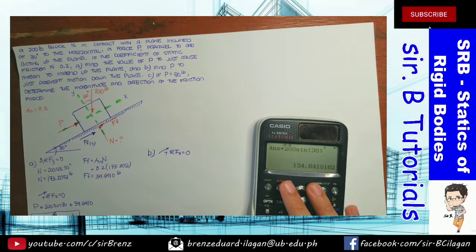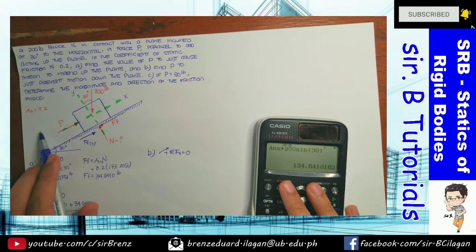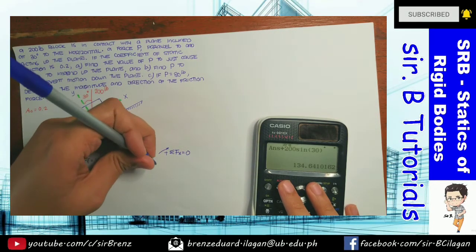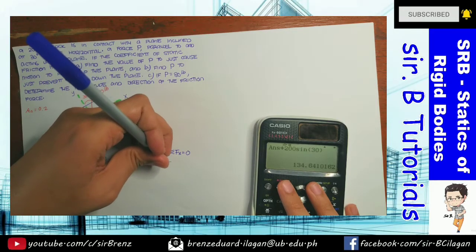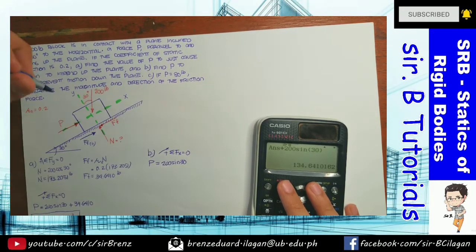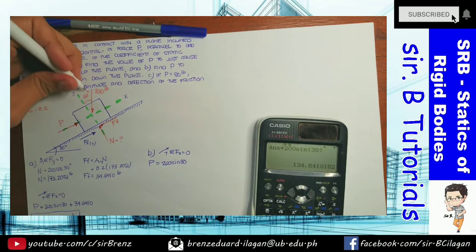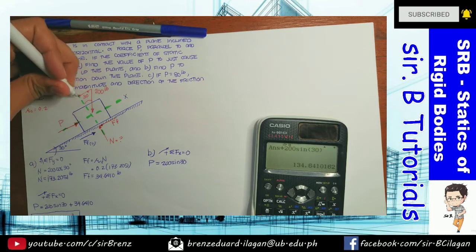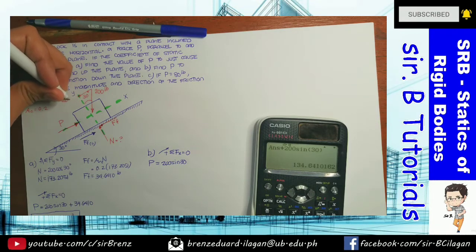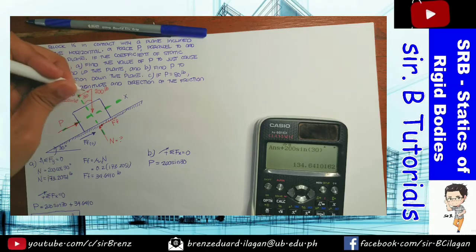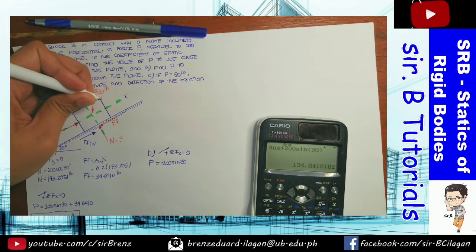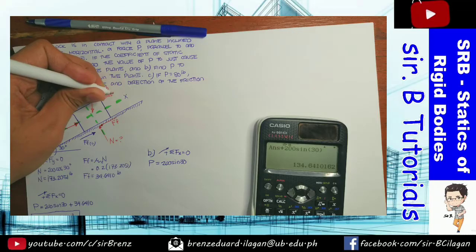Parang nangyari lang pala dito na baliktad lang yung iyong equation. Instead na ito magiging positive, since pareho siya ng direction ni P, pag nilipat mo sa kabila, ito magiging minus lang. Or para mas maunawaan, that will be P. So 200 sine 30. Yung x component nito, that is 200 sine 30. And then yung y component niya, this is 200 cosine 30. Okay?